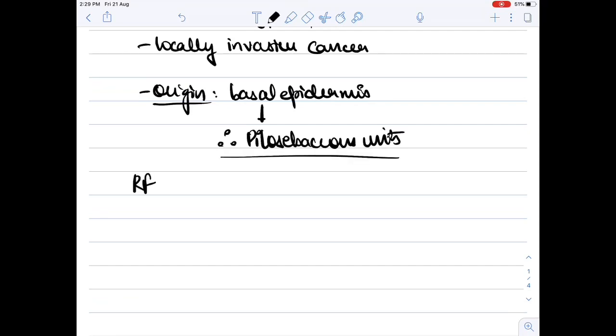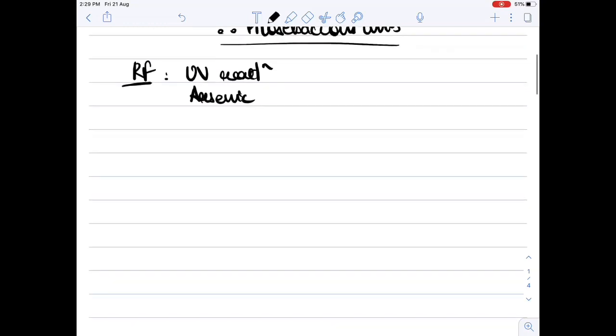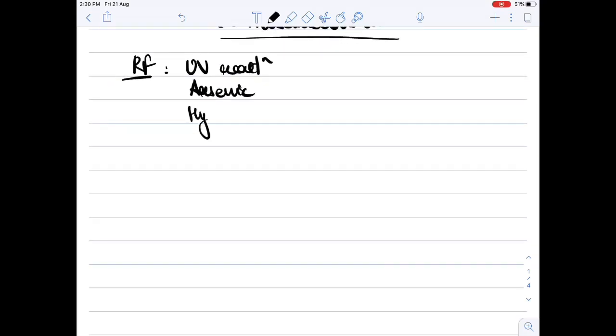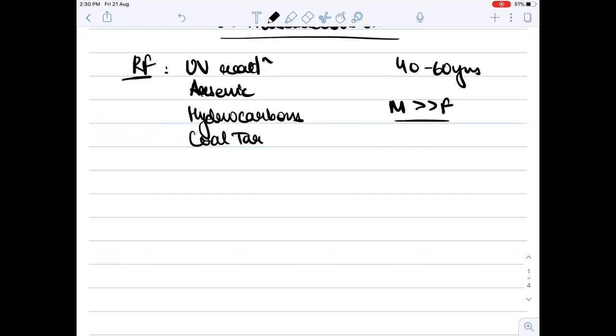Risk factors include UV radiation exposure, arsenic exposure, exposure to hydrocarbons, and coal tar. Usually found in people aged 40 to 60 years and more common in males than females.